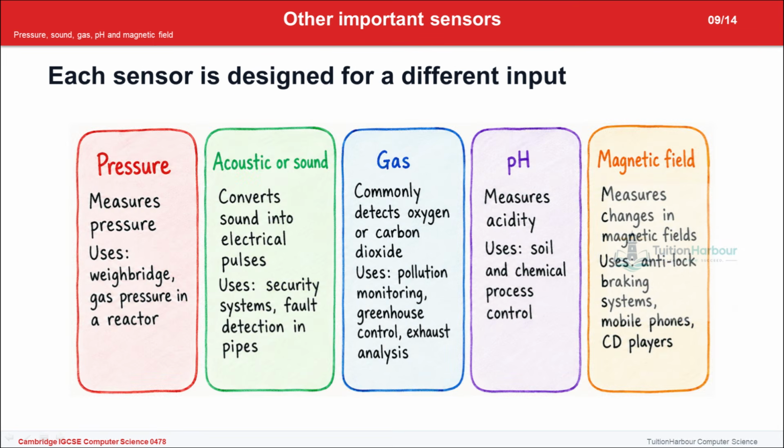Other important sensors. Pressure sensors can be used in weighbridges or reactors. Sound sensors convert sound into electrical signals. Gas sensors detect gases such as oxygen or carbon dioxide. pH sensors measure acidity. Magnetic field sensors detect changes in magnetic fields.